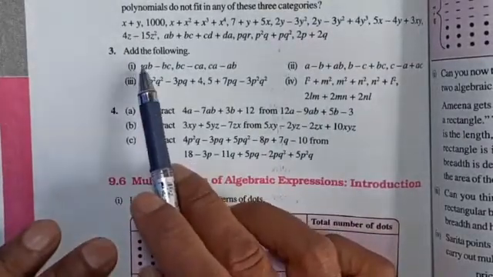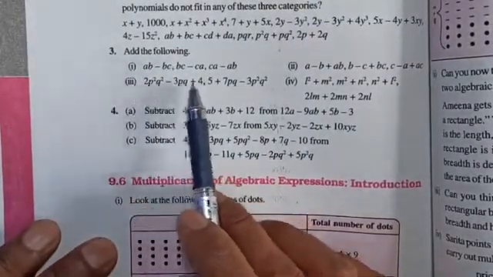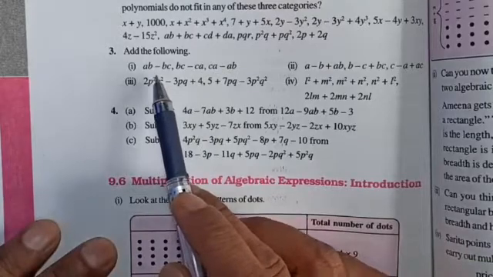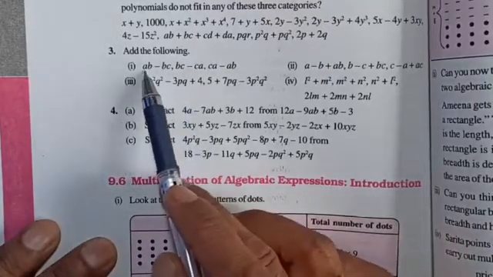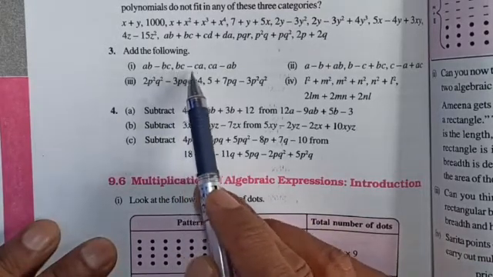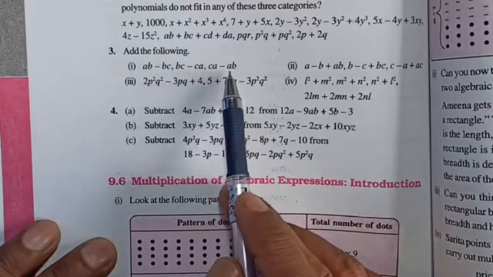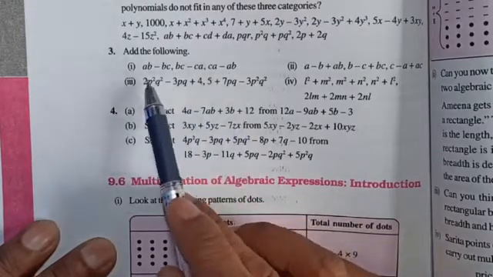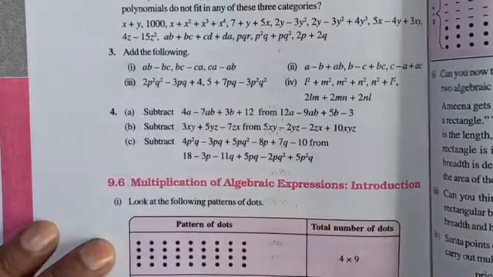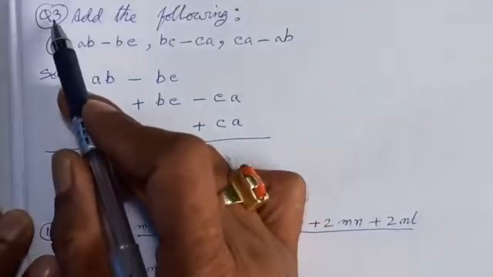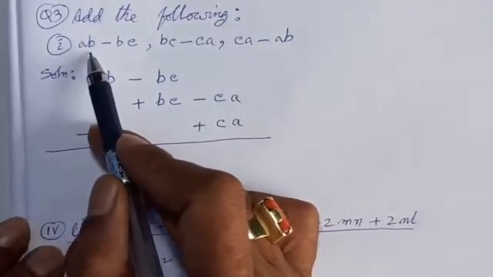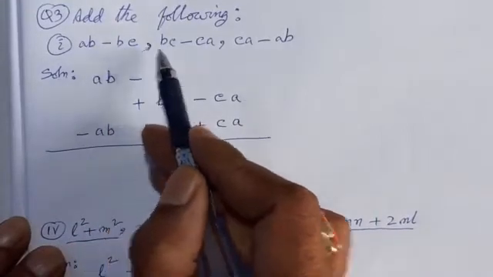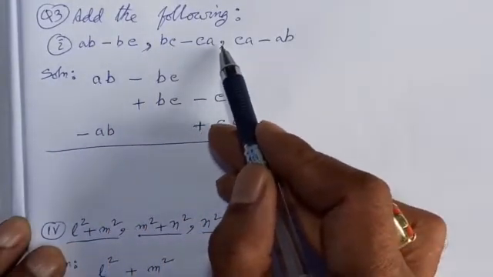Add the following. So here there are 3 expressions. Here comma, here comma. So this is the first expression, this is the second expression, and this is the third expression, and we are going to add these 3 expressions. Okay, now let's try this. Question number 3, add the following. Question A: AB minus BC, comma, BC minus CA, comma, CA minus AB.